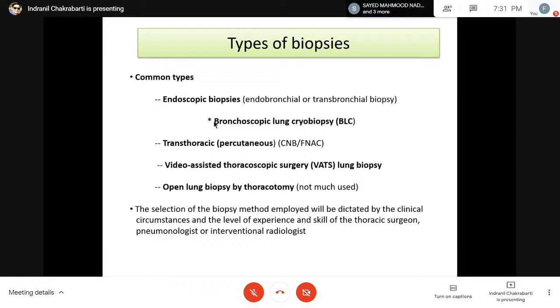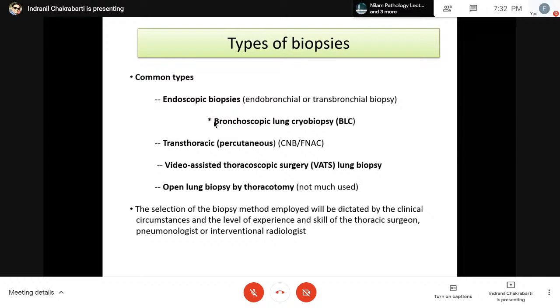And we also have the video assisted thoracoscopic surgery or VATS lung biopsy, which helps us to get a much bigger amount of tissue. So the selection of the biopsy method employed is dictated by the clinical circumstances, the infrastructure, and the level of experience and skill of the thoracic surgeon, the pulmonologist, or the interventional radiologist. Now, coming on to the endoscopic biopsies, they are good for localized endobronchial lesions, but they are not good for peripheral lung processes or any diffuse processes like interstitial lung diseases.